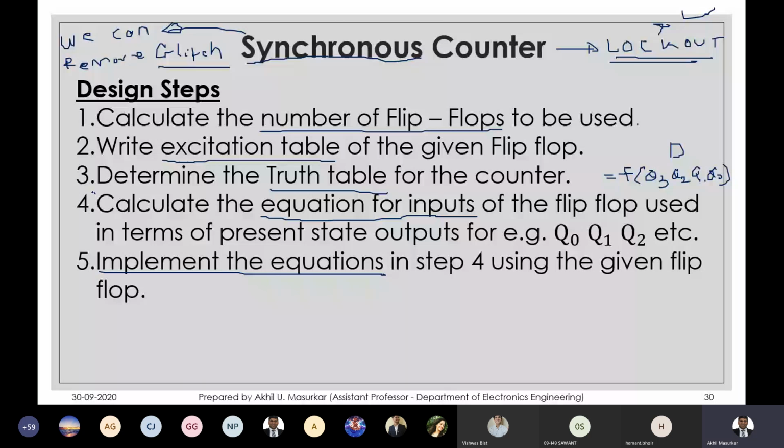Calculation of the equations will involve K-map, because we can derive Boolean expressions using K-map, and then finally draw the state diagram. So just copy this. Once you have copied this, just write design steps done.